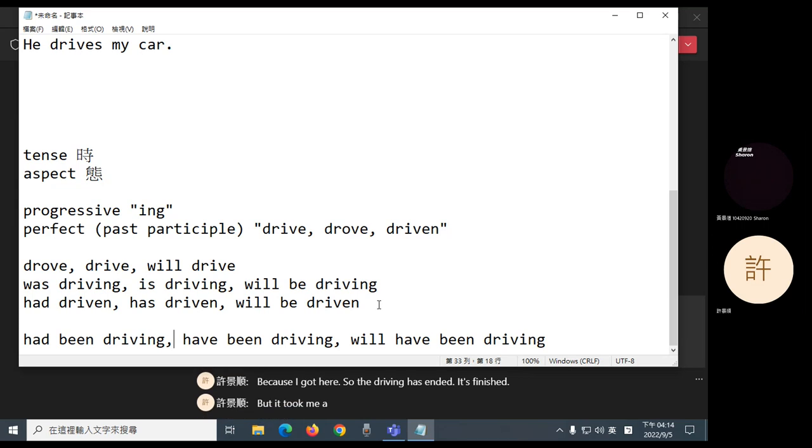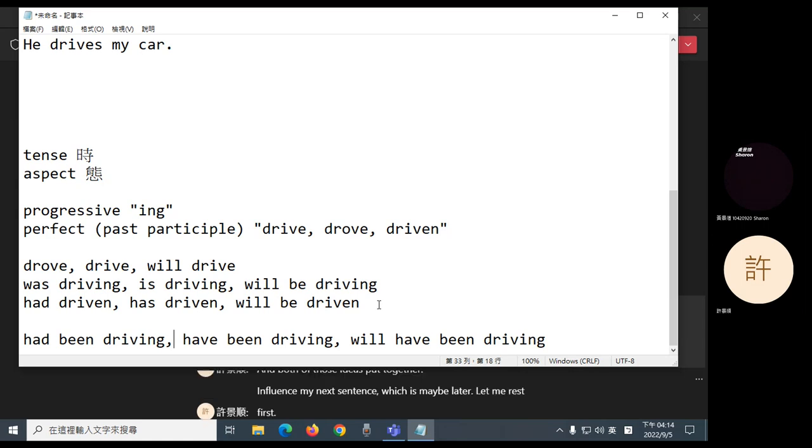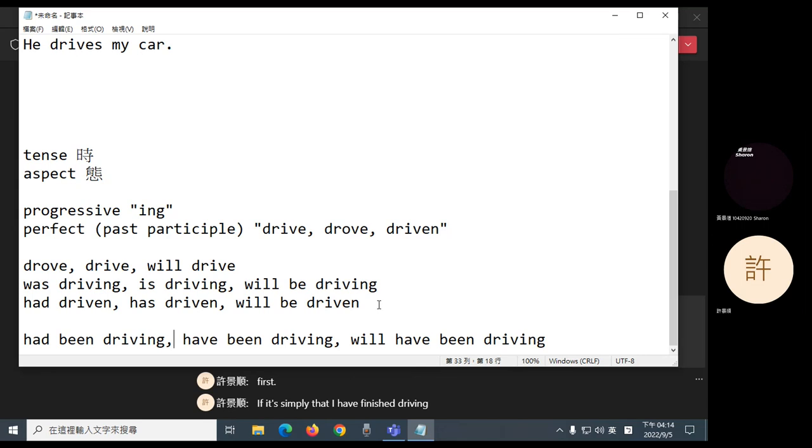But it took me a long time. And both of those ideas put together influence my next sentence, which is maybe later, let me rest first. If it's simply that I have finished driving, the next sentence would be like welcoming the next event. If it is only because I was driving for a period of time, it doesn't really influence the next thing because I'm already here. You have to combine both ideas. I have finished driving and it took me a long time. Therefore, I'm kind of tired, maybe later. So both ideas together influence the next sentence. That is the perfect progressive aspect, 完成进行式. Do you have questions?